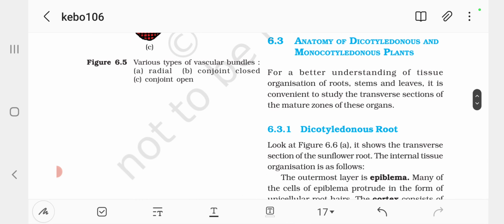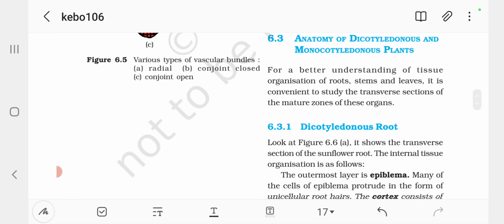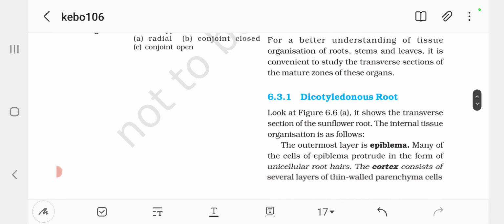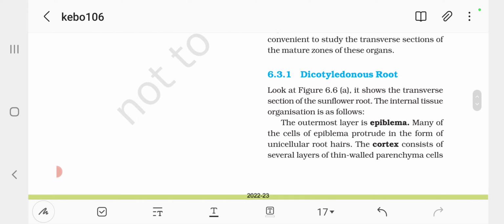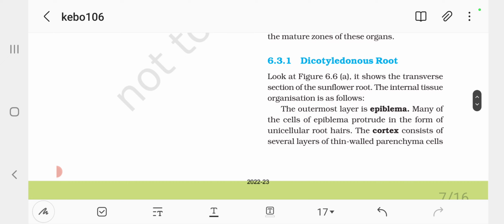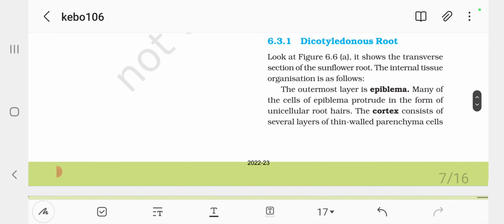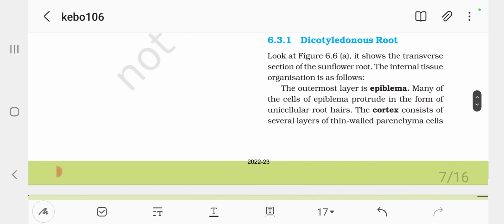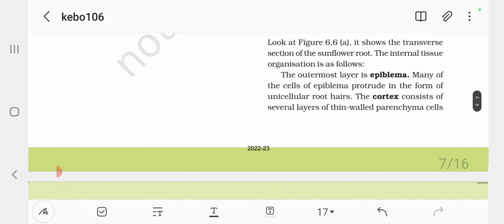6.3 Anatomy of dicotyledonous and monocotyledonous plants. For a better understanding of tissues, organization of root, stem, and leaves, it is convenient to study the transverse section of the mature zone of these organs. 6.3.1 Dicotyledonous root. Look at Figure 6.6a. It shows the transverse section of the sunflower root. The internal structural organization is as follows.